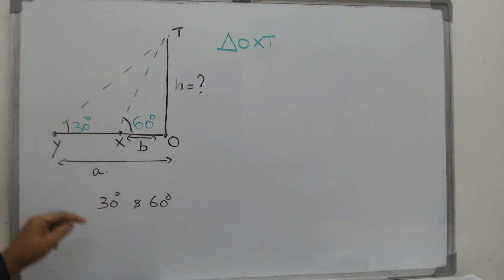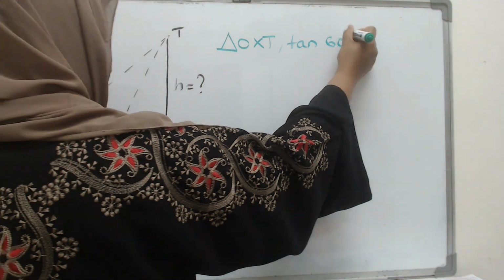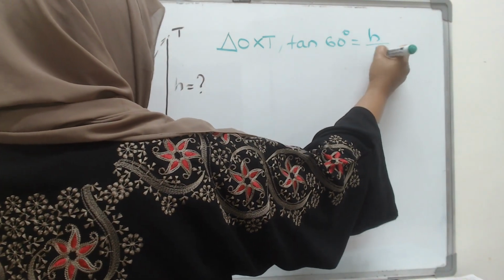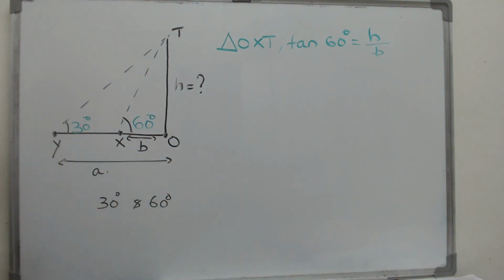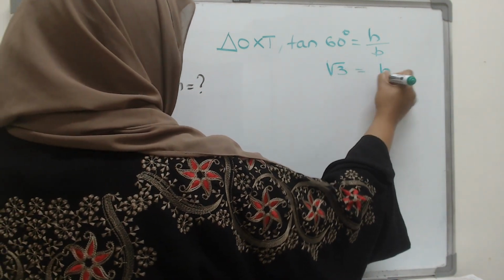Can you tell me which trigonometric ratio connects the opposite side and the adjacent side? It is the tan value, right? The tan value is opposite side by adjacent side, but then tan 60 is what? It is root 3, which means what? Root 3 is equal to H by B.